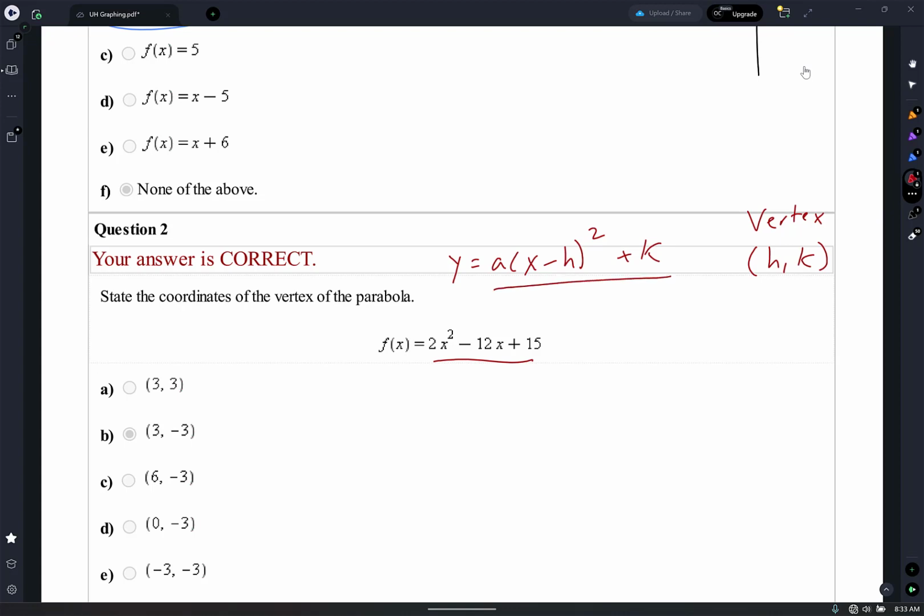Of course, you could always just plot this in the calculator and see where it's at, but let's do it by hand, guys. So I'm going to group the first 2. I'm going to factor out a 2 because there's nothing in front of this x, see? So 2, that's your A. Then I'm going to write x squared minus 6x plus blank plus 15. So I didn't factor anything out of that 15. That 15 is that 15. I just moved it to the side.